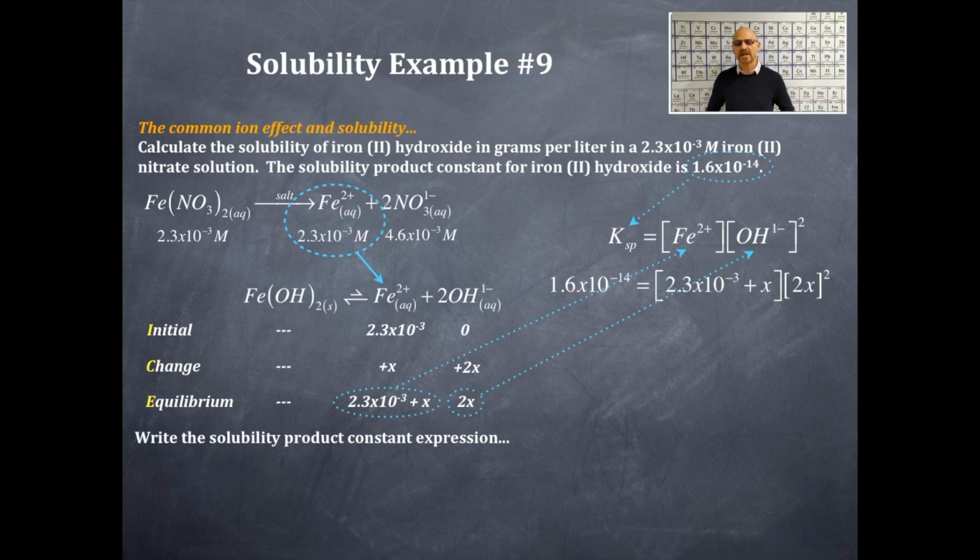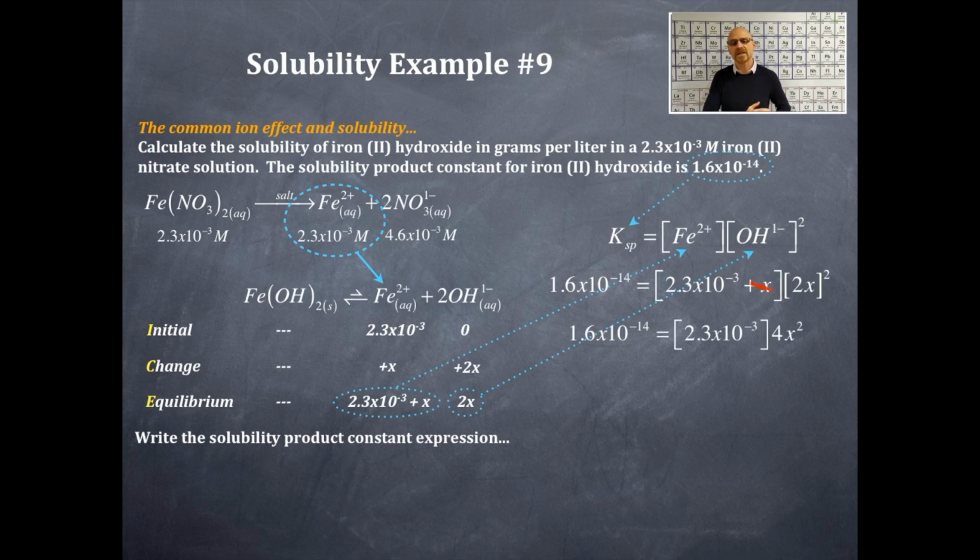100 times 1.6 times 10 to the negative 14 would be 1.6 times 10 to the negative 12. Is that less than 2.3 times 10 to the negative 3? That is true. So being that that statement is true, we're going to get rid of this plus x here. Now we have a much easier equation to solve, and we do not have a quadratic to solve here. On the left-hand side, we just have the Ksp value. On the right-hand side, we have the (2x) quantity squared. We're going to have to deal with that squared term.